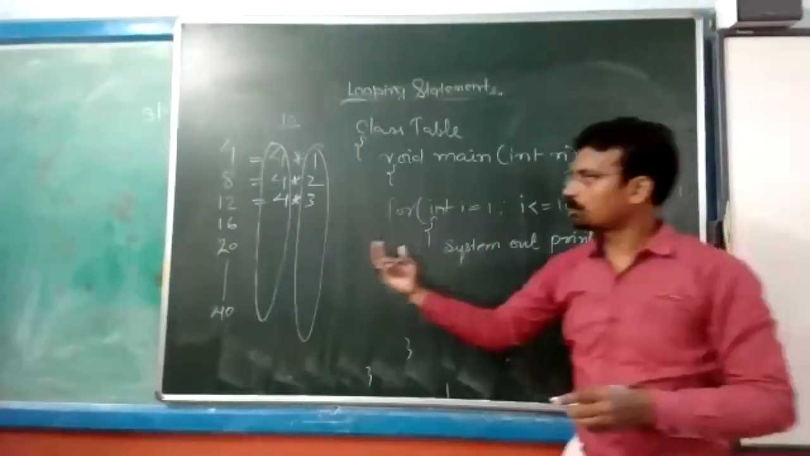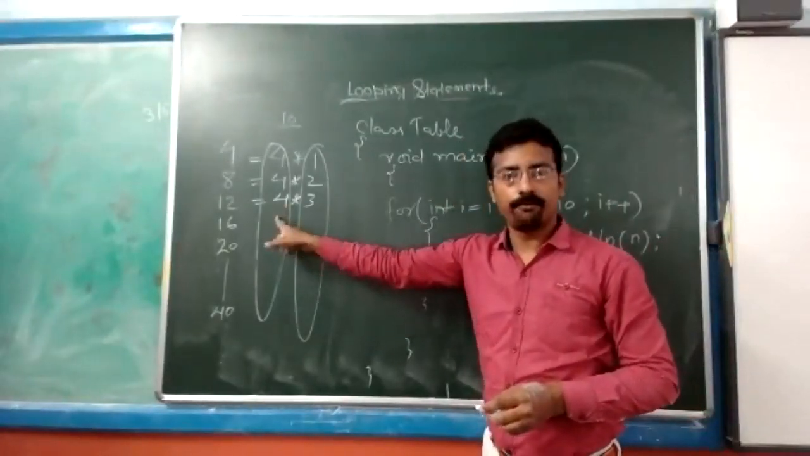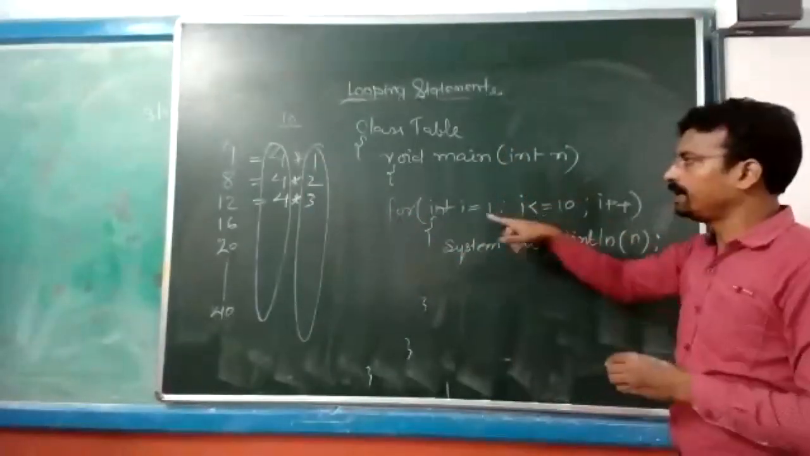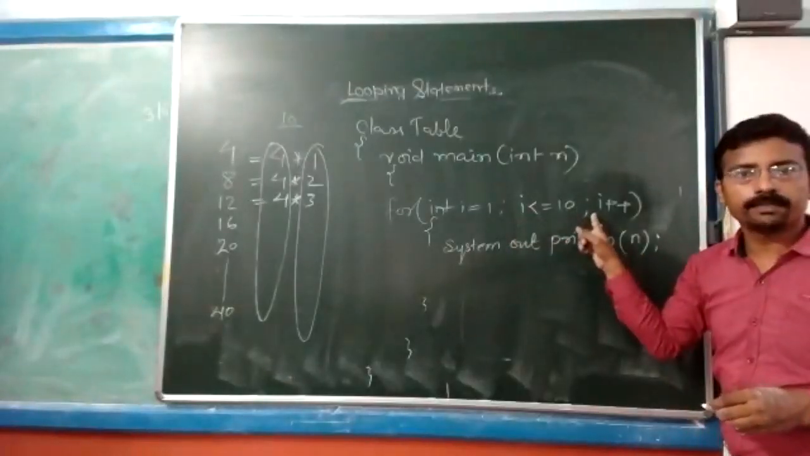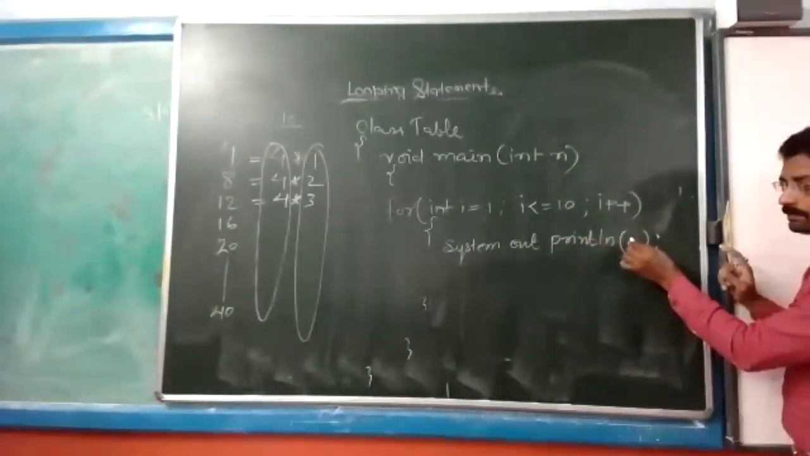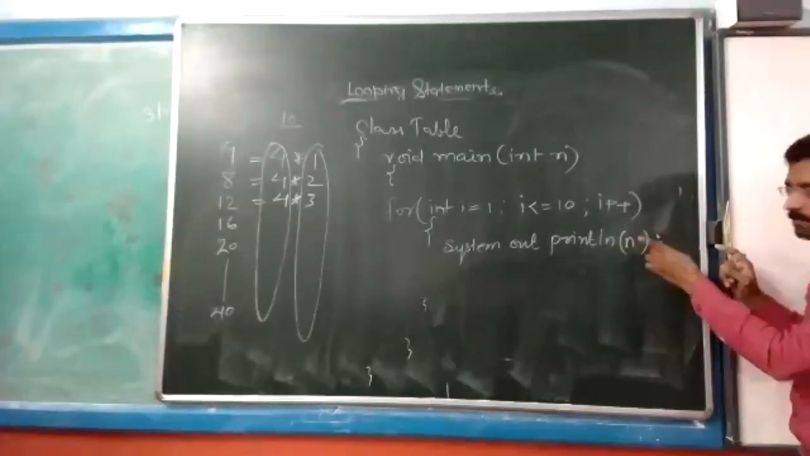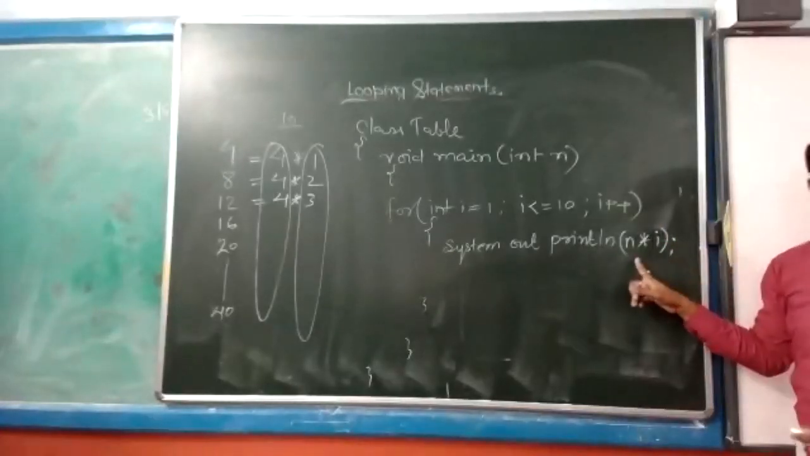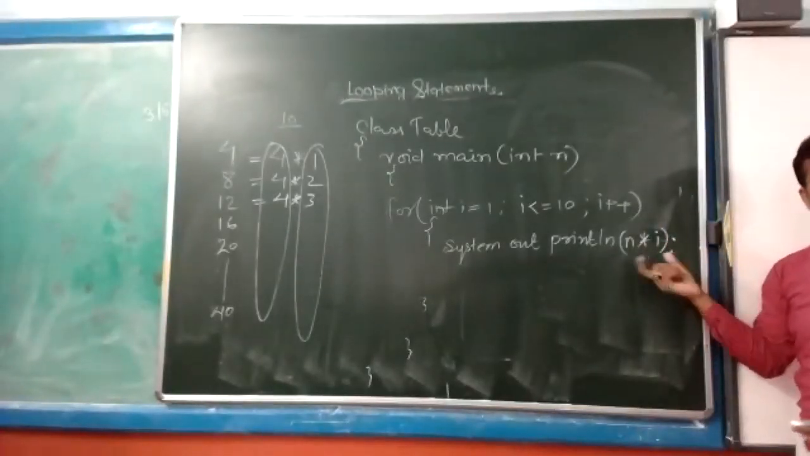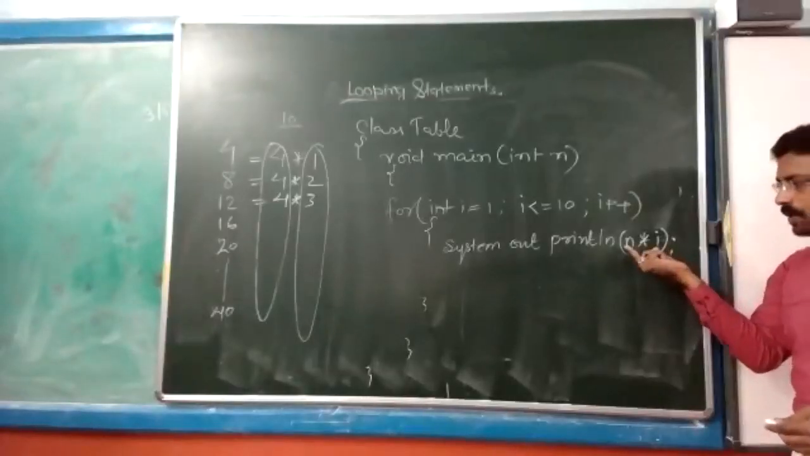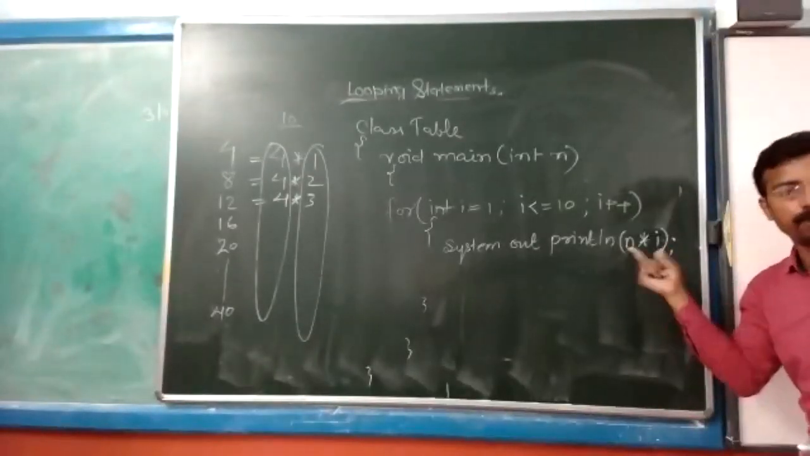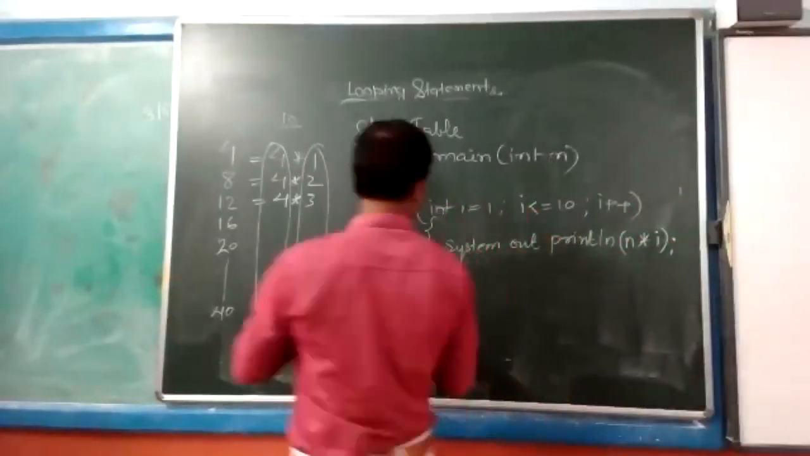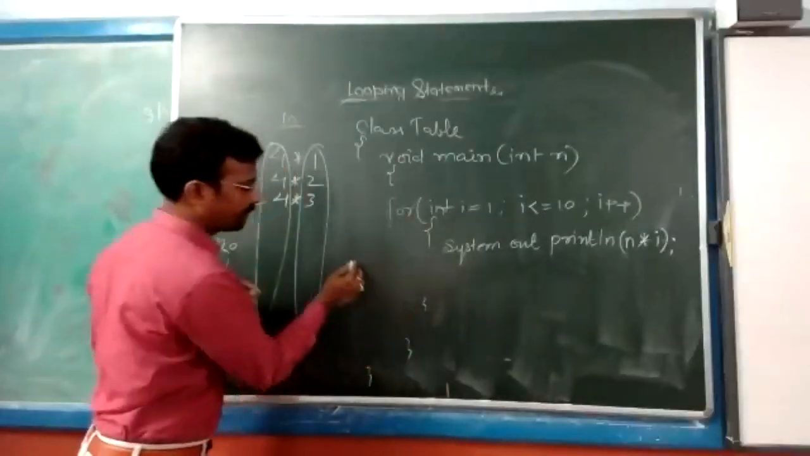So focus on these two numbers. Which one is constant? 4. Which one is going to change? 1, 2, 3, 4. So in this loop, you find this changes from 1 to 10. So you write n, the unchanged number, into i: n * i. You are going to multiply the unchanged number with the changed number.